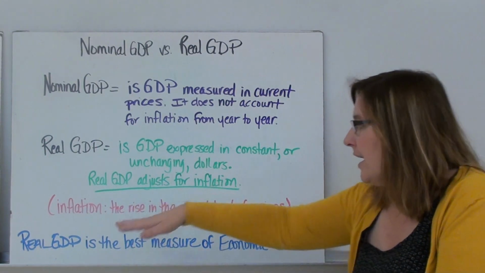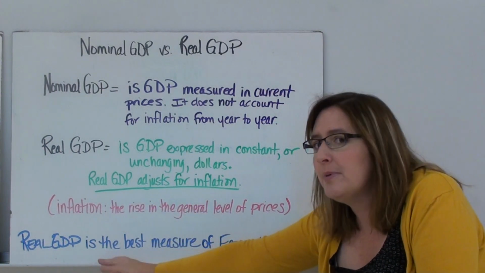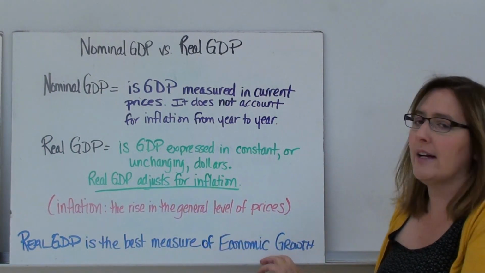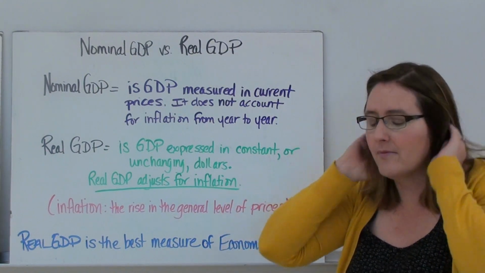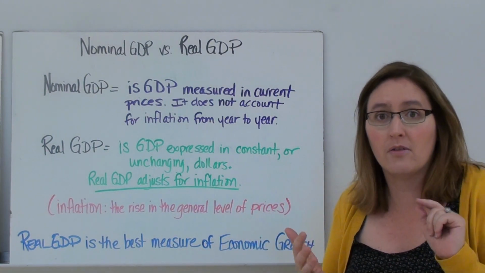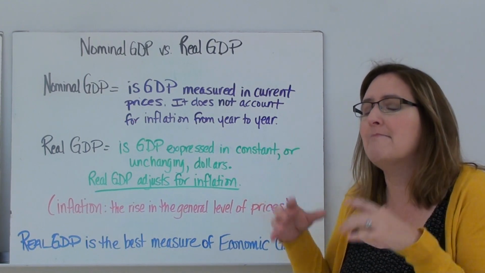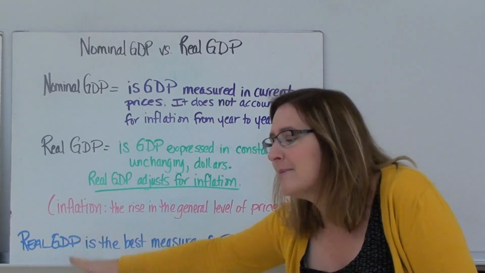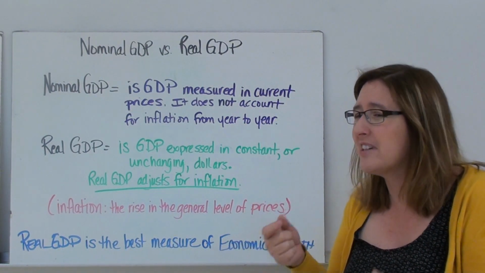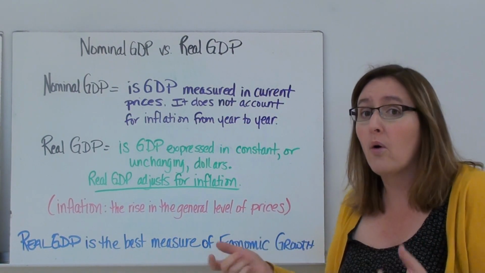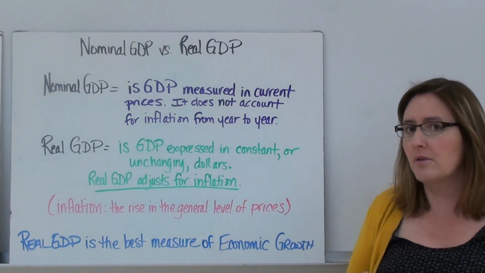So again, inflation is the rise in the general level of prices. Real GDP is the best measure of economic growth. Remember, the whole point of this unit is to see if we grow, because the goal of the economy is to grow the economy, and GDP measures growth, but it has to be real GDP. If we use nominal, we can't really tell whether the prices went up or whether we produced more. So we have to use real GDP.